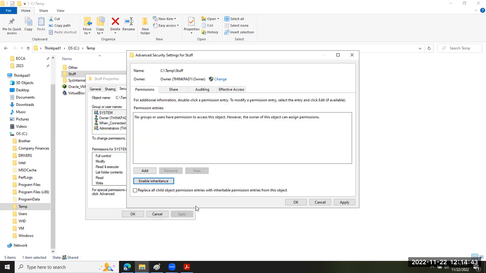It has no permissions, which can be a problem because if I don't change anything, the system can't access it. The computer account can't access it. Even the owner cannot access it, right? Now, the user account I've called owner, that is the owner of this particular directory. So that can be a little confusing, creating a user account called owner.